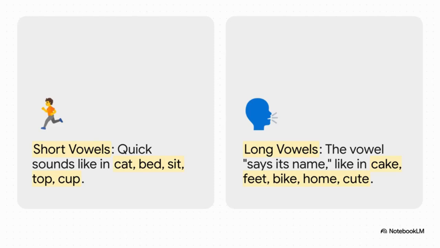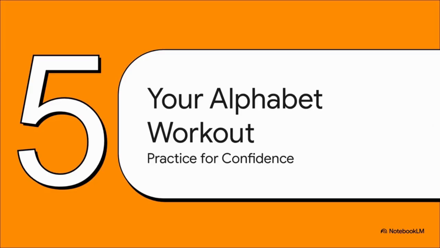A lot of these rule breakers have to do with vowels, and that brings up another huge concept: short vowels versus long vowels. We already saw this with cat and cake. Short vowels are those quick, punchy sounds, like in cat or sit. Long vowels are when the vowel literally says its own name, like the A in cake or the I in bike. Make sense? All right, that's enough theory for now.